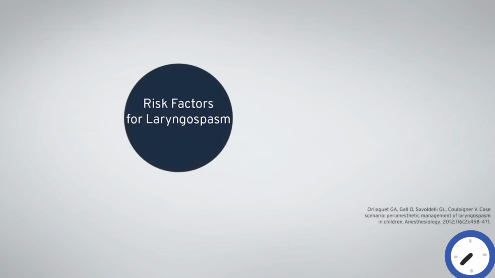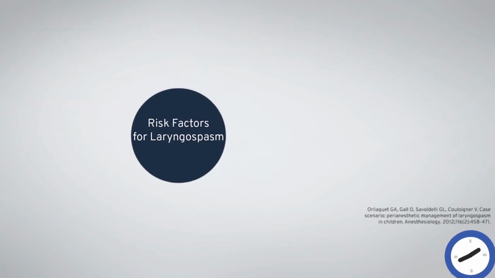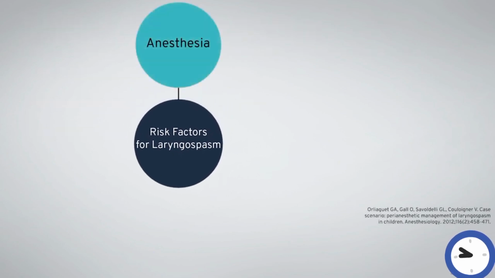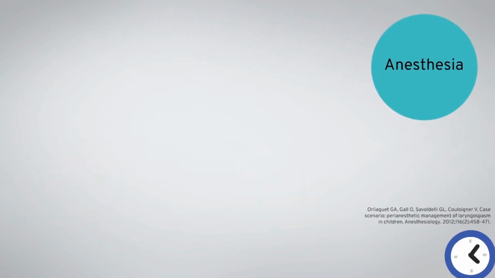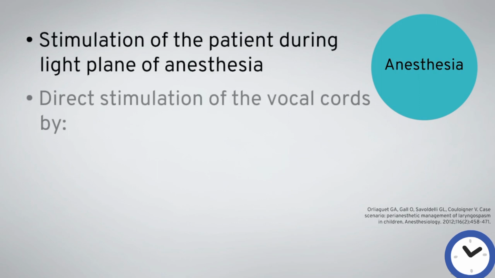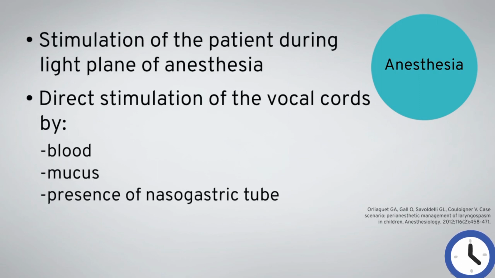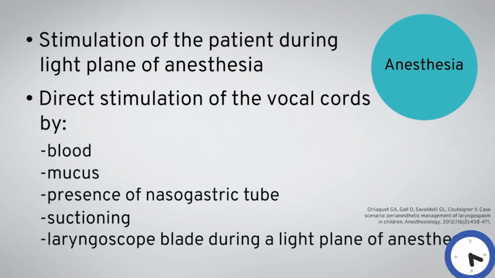The risk factors for laryngospasm can be categorized into 3 types: anesthesia-related factors, patient-related factors, and surgery-related factors. Anesthesia-related risk factors include stimulation of the patient or direct stimulation of the vocal cords by blood, mucus, the presence of a nasogastric tube, suctioning or laryngoscope blade during a light plane of anesthesia.